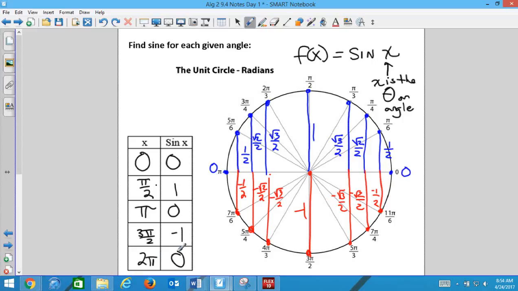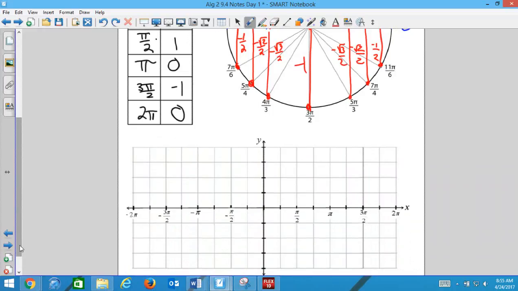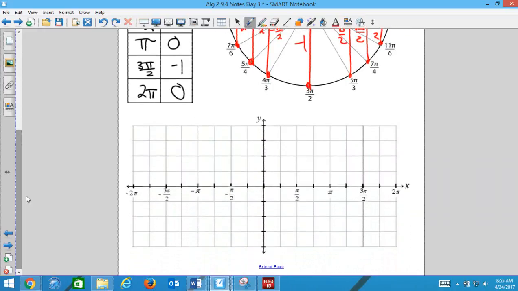So what I've done is I've listed key points. Those are the quadrants. There is stuff in between which we have on the graph, but the key points are the extreme values and the middle values. You'll see when we put it on the graph. So we're going to graph these key points. 0, 0, pi over 2, 1, pi, 0, 3 pi over 2, negative 1, and 2 pi, 0.